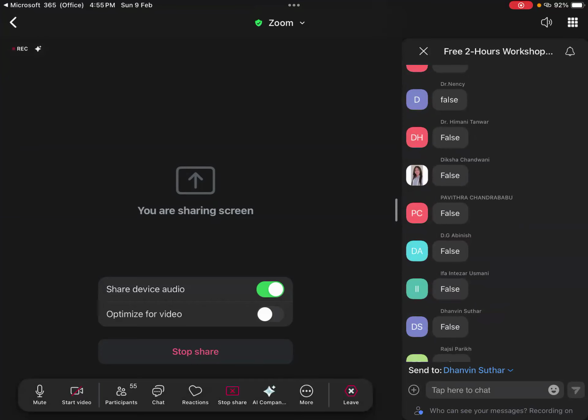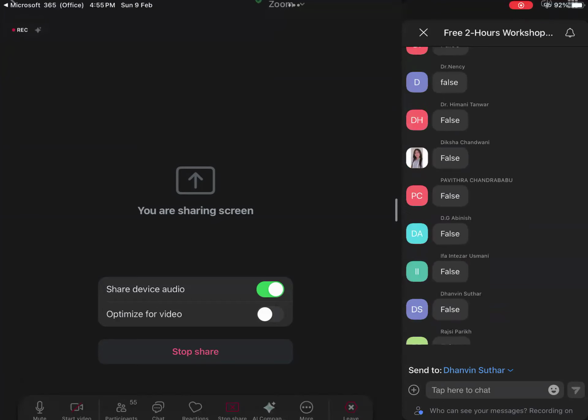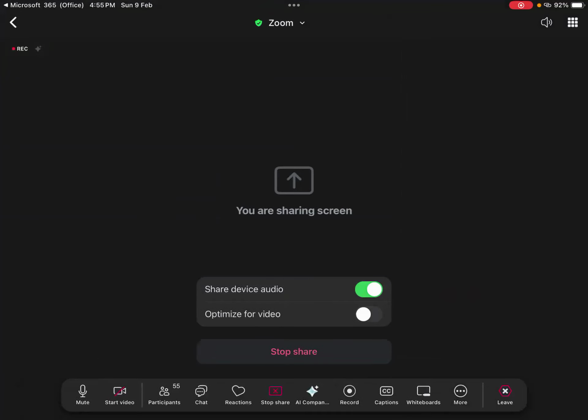Sorry. Let me try if I can unmute you guys, but I don't have the rights.